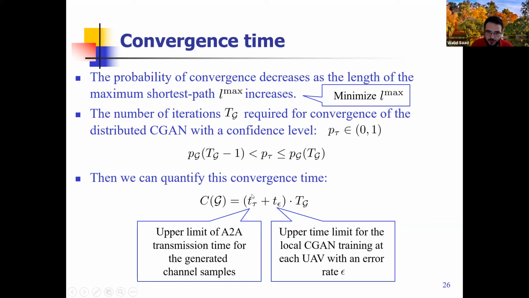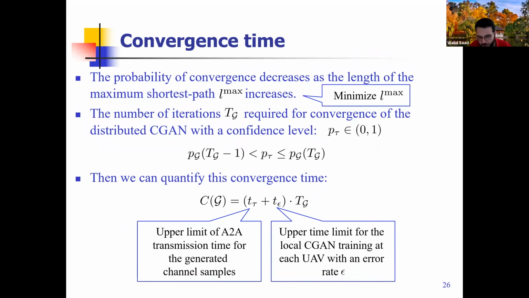So we can compute the convergence time, which is dependent on the transmission time in the air-to-air links and dependent on the local error time multiplied by t. So t is the number of iterations. This term converts the number of iterations to actual time. And that essentially wraps up the convergence.